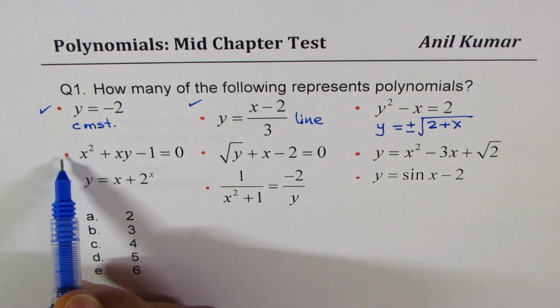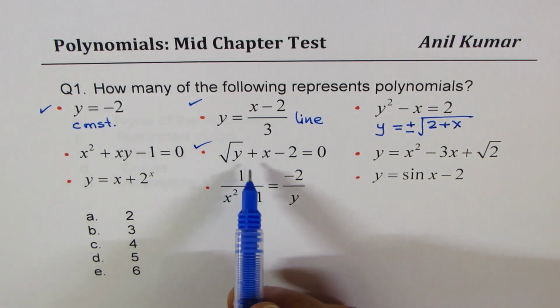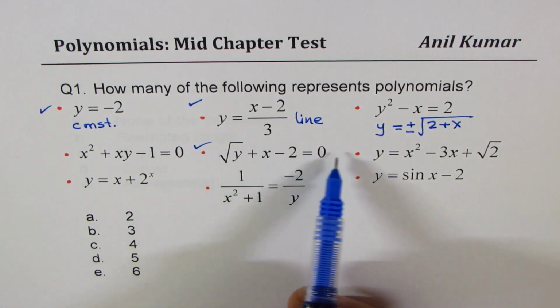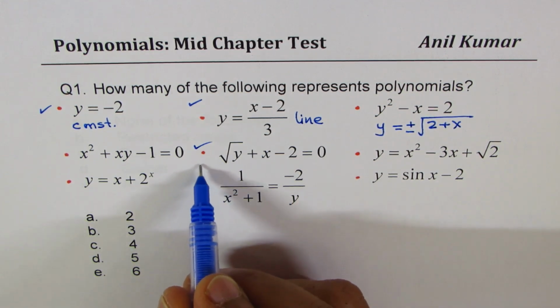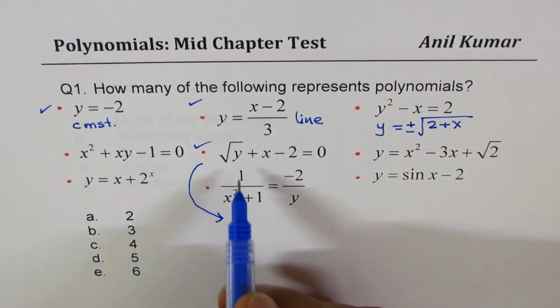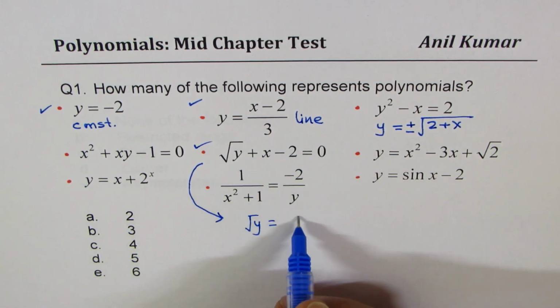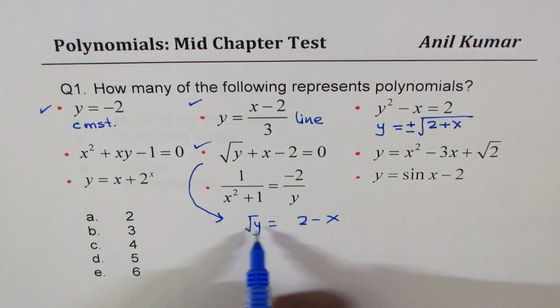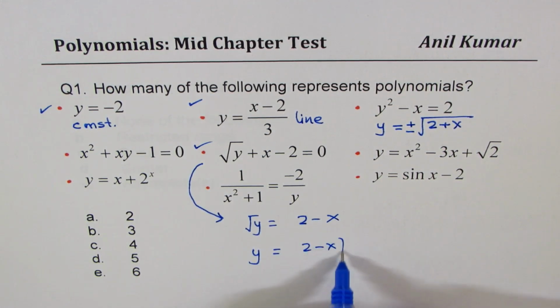So this is also not a function, right? However, this is a function. If I take all these things to the right side and then square, I could write this as, let me write it down here. Let's say square root of y is equal to, taking these terms, we get 2 minus x, and then squaring, we get y equals 2 minus x whole square.